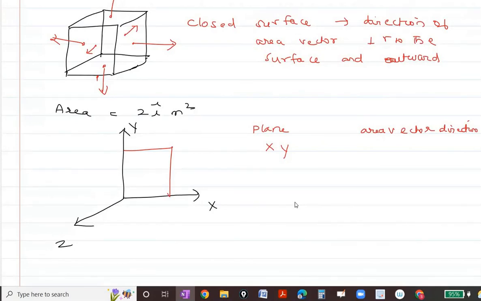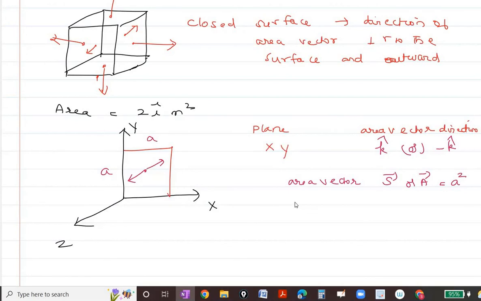You know that X, Y, Z in Cartesian, all three are mutually perpendicular to each other. So it should be perpendicular to XY. So you can take it in the positive Z direction or the negative Z direction. So what will you write as the area vector direction? Either k unit vector or minus k unit vector. Since it is a square, if I take it, then what will you write? The area vector for this diagram is S or A, whatever you are convenient with. It is nothing but A square. And what is the direction of the area vector? You can take it as A square k or A square minus k. For an open surface, both are allowed. Is that clear?